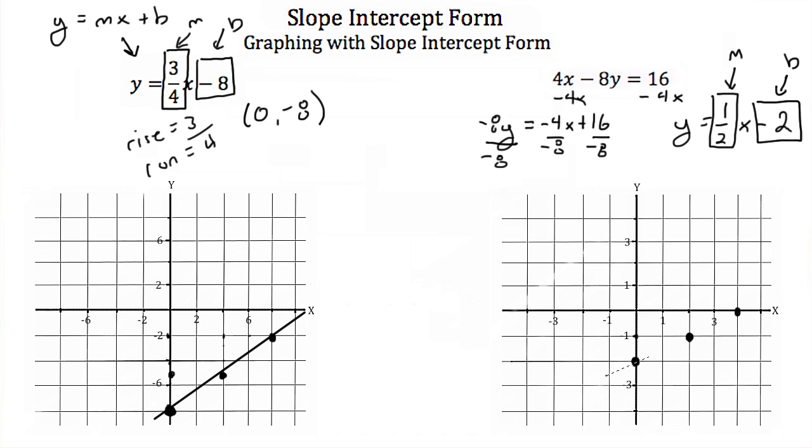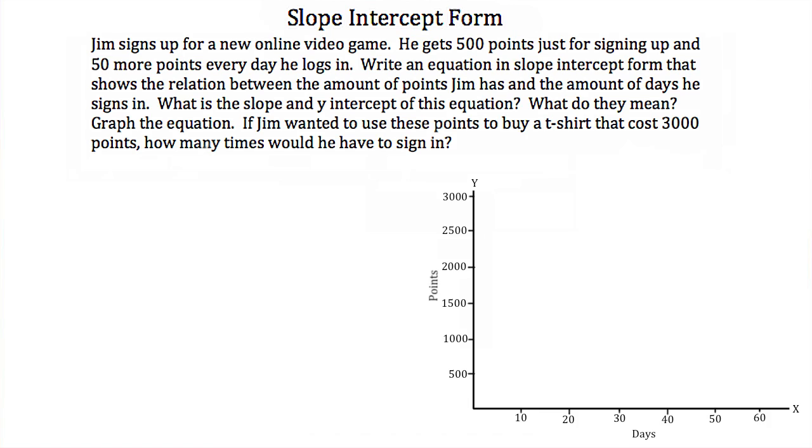Then we're going to connect our dots. And there is our graph for the linear equation y is equal to 1/2 x minus 2. So now let's see if we can apply slope-intercept form to a word problem.